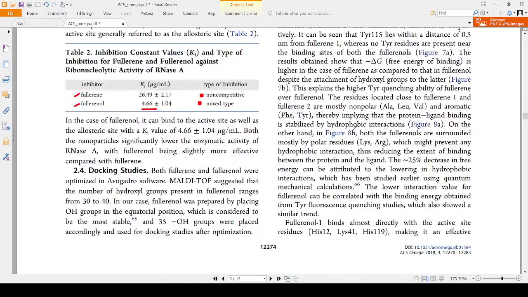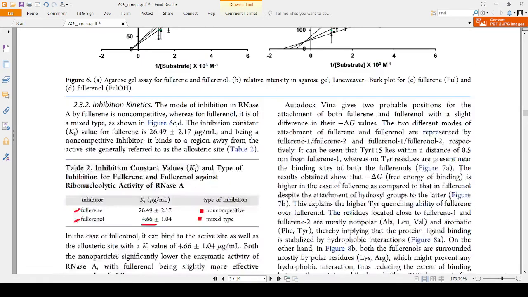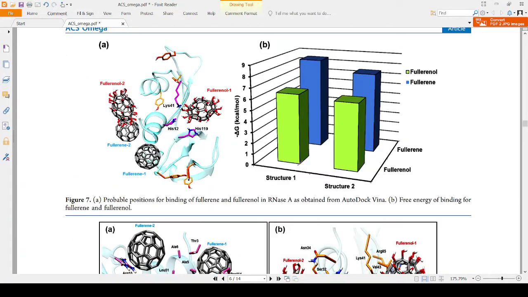Okay, now the next thing is the docking study. For the docking study, they have tried to understand the site of attachment of fullerene and fullerenol to the protein. This is a beautiful picture where they have looked at the interaction of fullerenol and fullerene. The negative delta G value for fullerene is much higher than that of fullerenol, which is also found in the experimental studies, that fullerene binds to a greater extent than fullerenol. So the greater negative delta G value from theoretical studies also supports the experimental result.